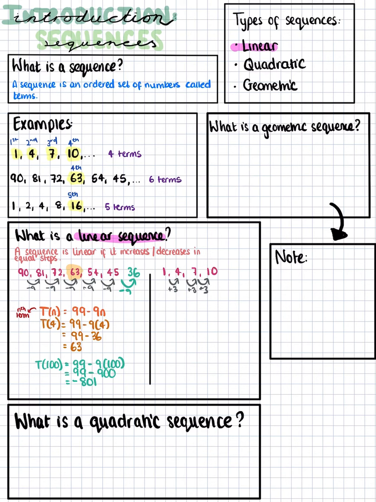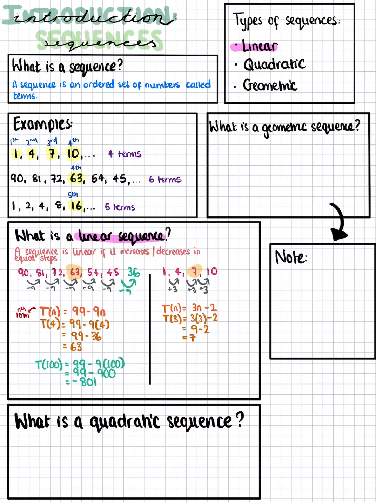Let's have a look at this for our second example. Well, our position to term rule, or our nth term, is going to be 3n minus 2. Now we're not going to look at how to work out the nth term just yet. Let's check if this works. Let's try it for our third term. Well, if I replace n with 3, I'll end up with 3 times 3 minus 2. 3 times 3 is 9, minus 2 gives us 7, and our third term is 7. So we know this is correct.